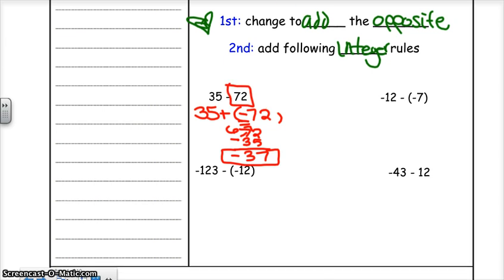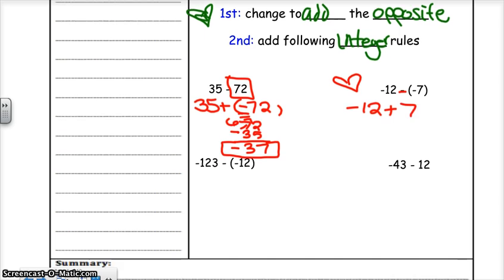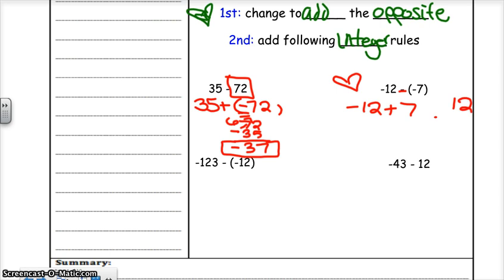Okay, this next problem, negative 12, take away a negative 7. Since I'm subtracting, I need to add the opposite. So it's negative 12 plus the opposite of negative 7, which is just 7. So now I'm going to take their difference because they're opposite signs. 12 minus 7 is 5. The negative is further from 0, so it's going to be negative 5.